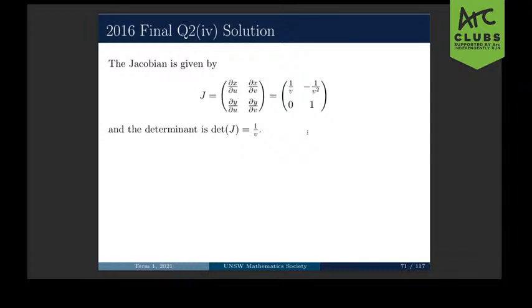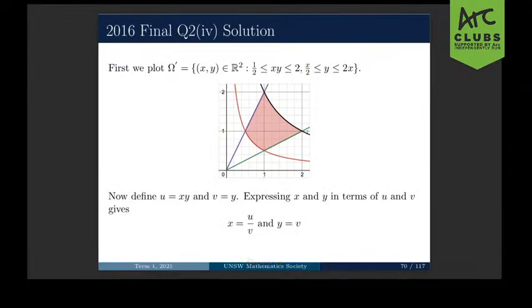Okay, now I need to work out how to describe this region in terms of u and v, rather than x and y, because now I'm integrating with respect to u and v, and my region needs to be described in terms of u and v. The first constraint was easy: xy is between half and 2, and my u is xy, so u is greater than or equal to half, but less than or equal to 2.